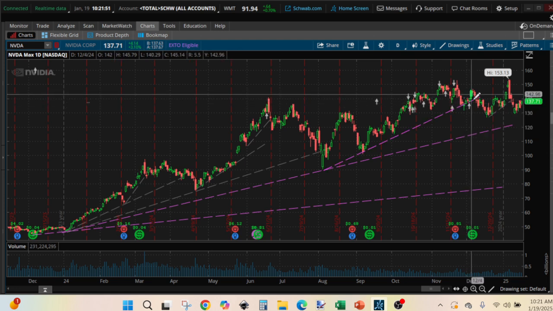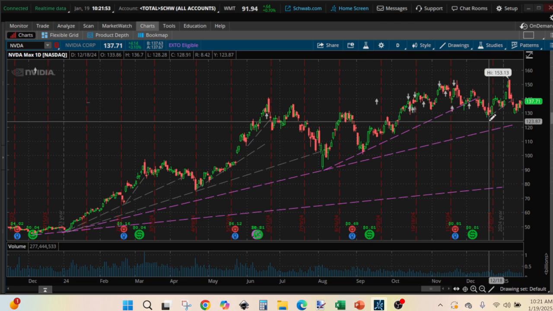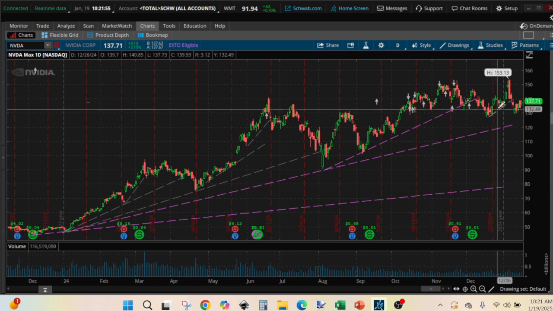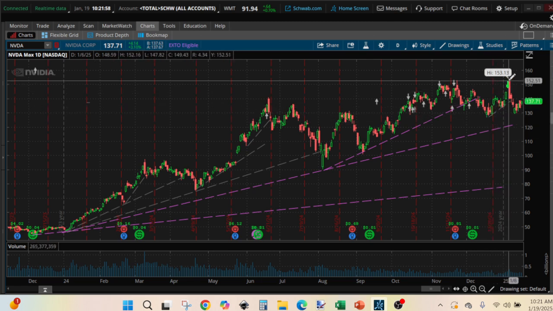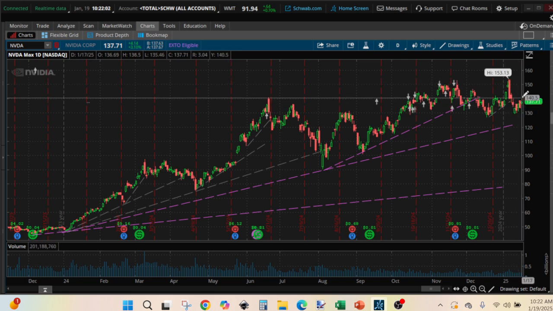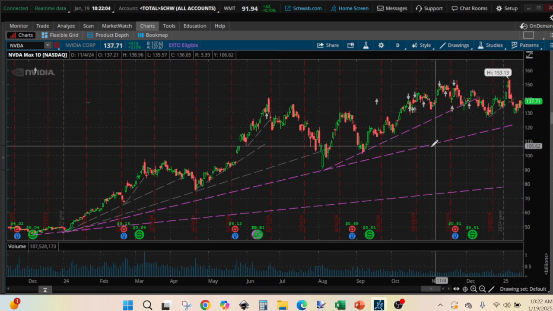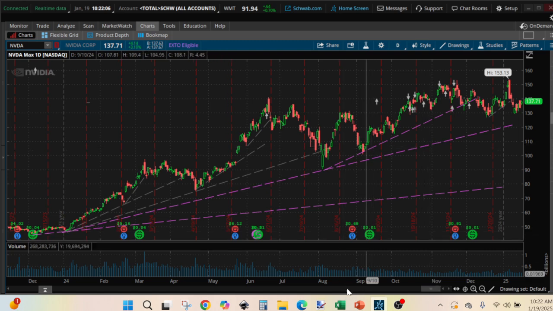It went up and created lower lows, and then created higher lows, reached that high, and then pulled back again. So we are just going to keep observing it. The next one is NVR.